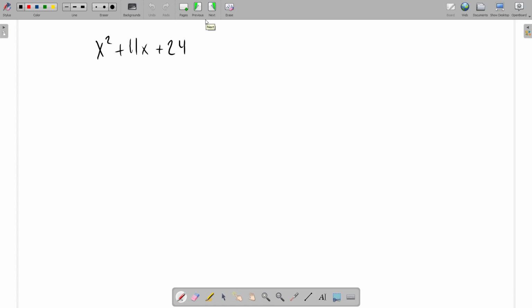x squared plus 11x plus 24. The first thing that I want us to do is look at the c term. So we want to look at this constant term, 24. And we want to ask ourselves, what are the factors of 24? Conveniently, we just got done listing them. So 1 and 24, 2 and 12, 3 and 8, 4 and 6.